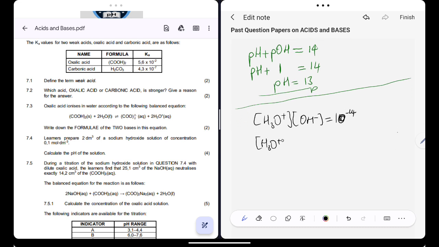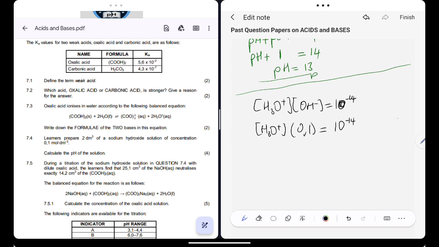pH is determined by the H3O plus ions. This is 0.1. I have 10 to the power negative 14. Whenever I divide both sides by 0.1, I'll simply have H3O plus is equal to 10 to the power negative 14 divided by 0.1. I'll simply get 1 times 10 to the power negative 13.